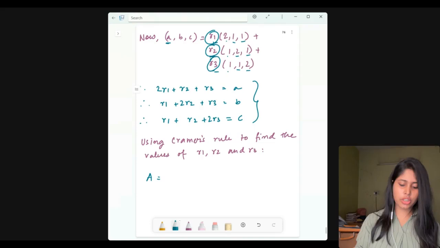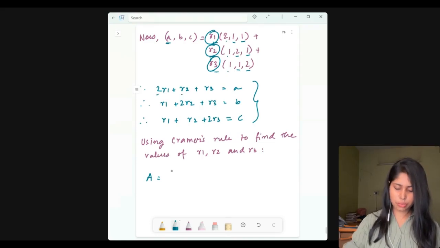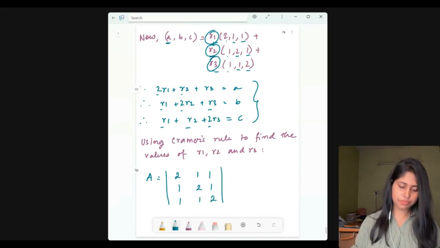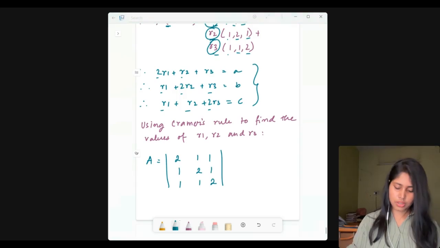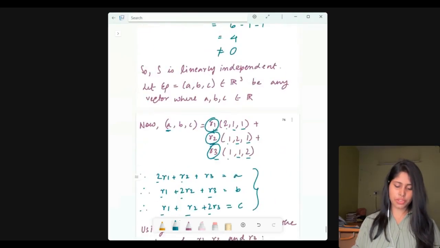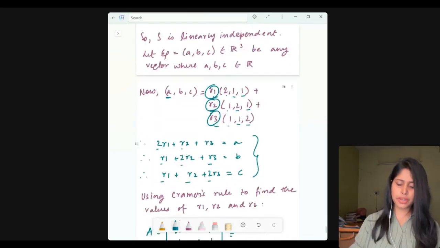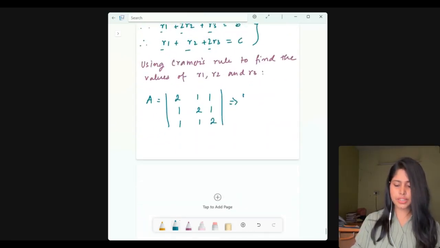Coefficient matrix, it will be what? First row 2, 1, 1. Then 1, 2, 1. Then 1, 1, 2. Okay? So what will be the determinant of it? We have already found the determinant of this, right? See, this determinant is 4. We have already found it, so let me write it directly. Determinant of A is equal to 4.